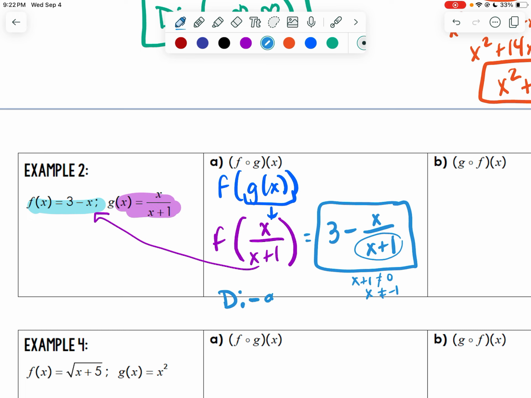So remember how we write that? It's negative infinity to negative 1. I can't use negative 1, so I'll use a parenthesis. And then again, negative 1 to infinity. So that's all real numbers except for negative 1.